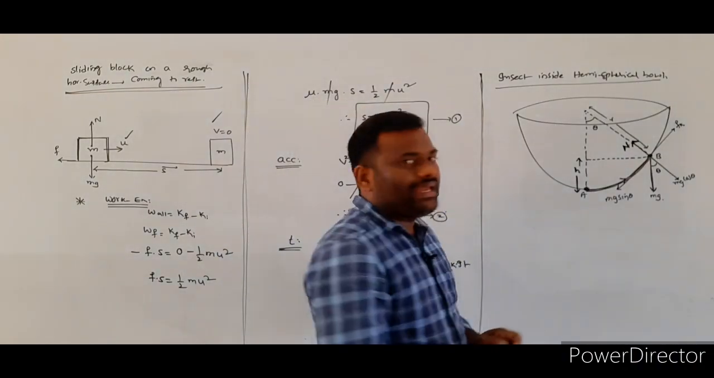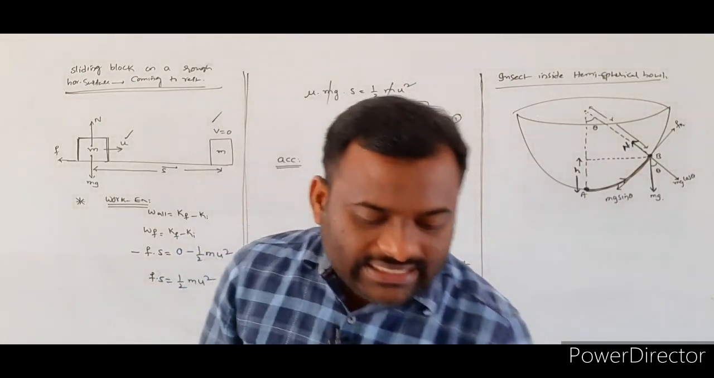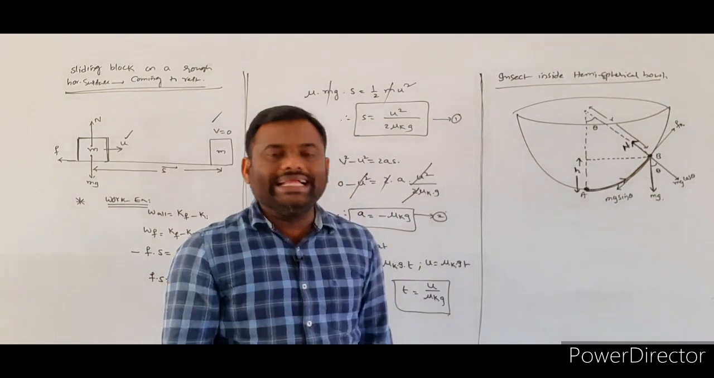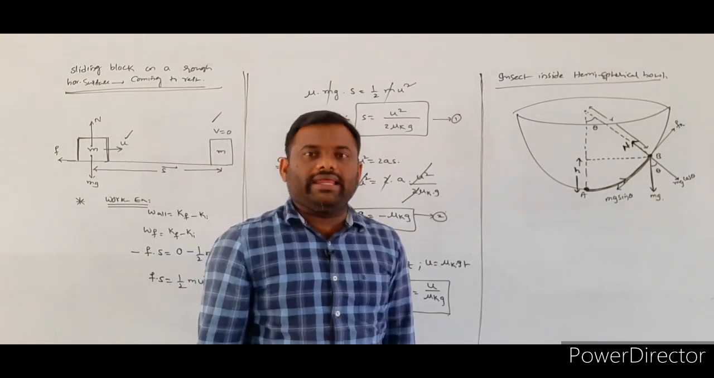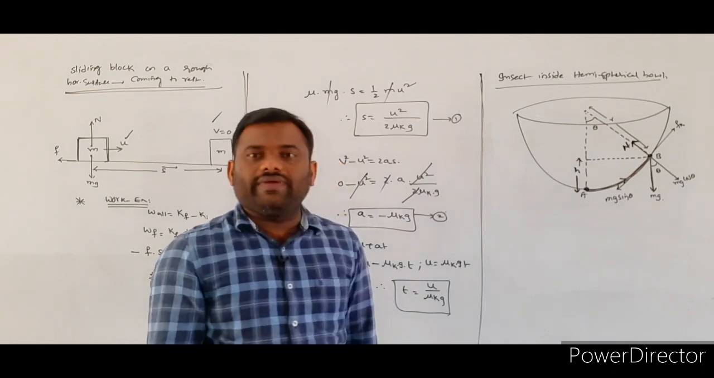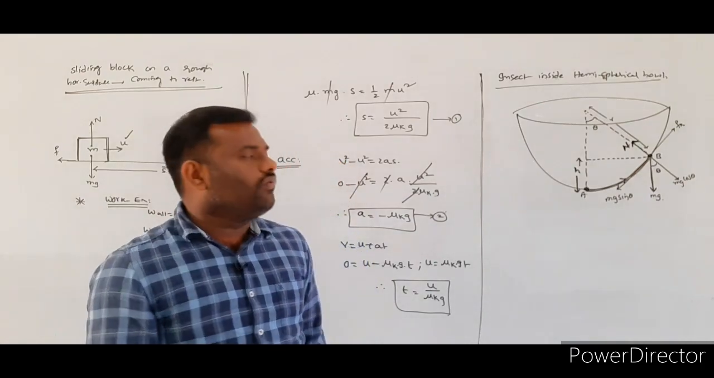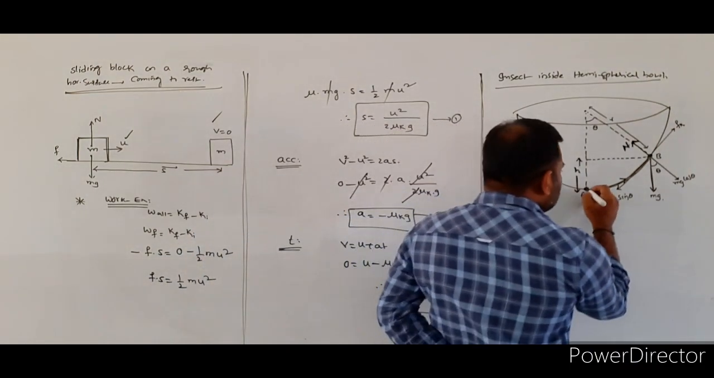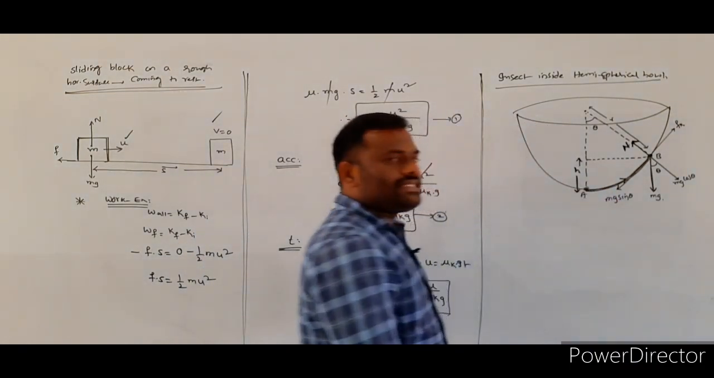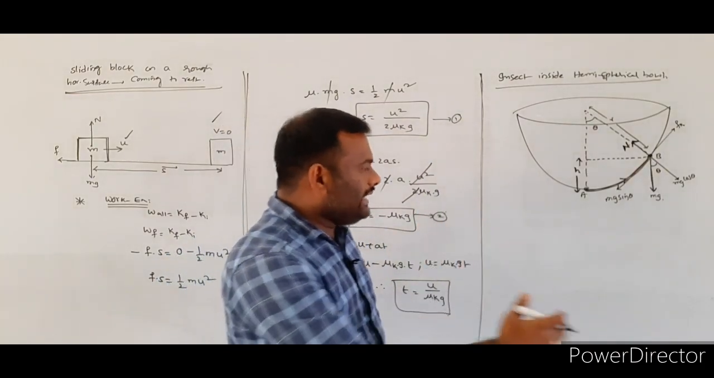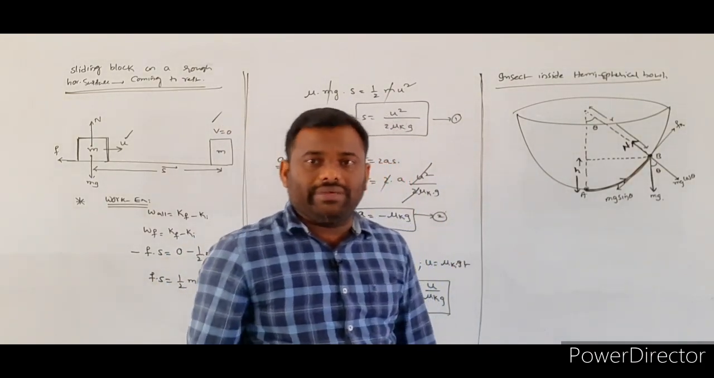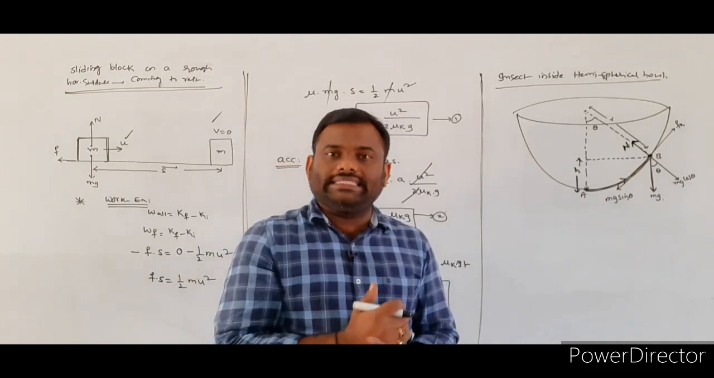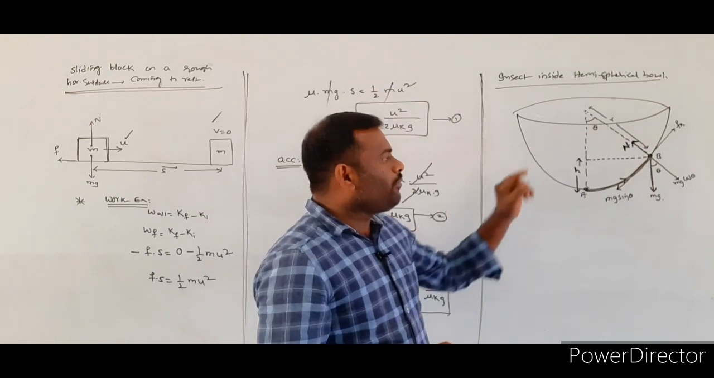See, the next topic is the insect crawling inside the hemispherical bowl. Now, we are going to calculate a value. Here, we are assuming that initially the insect was at the point A. It will be crawling along the surface of the hemispherical bowl. We assume that it reaches a particular maximum height at the point B.